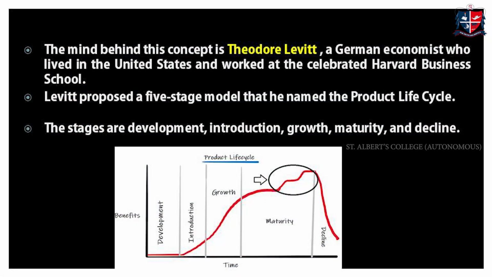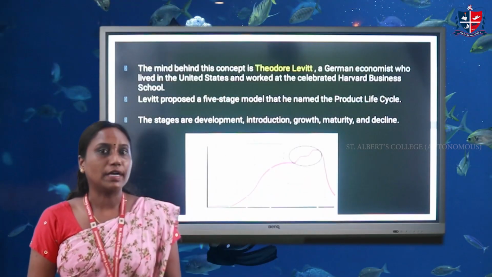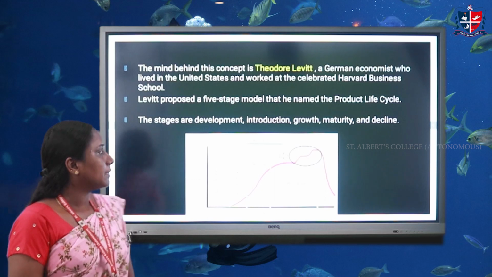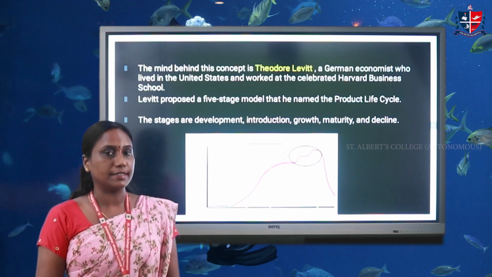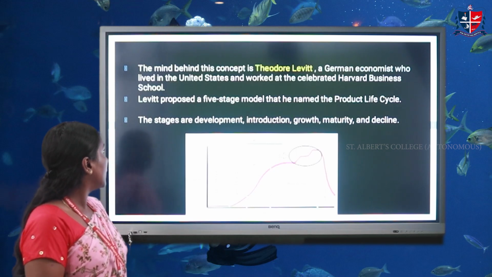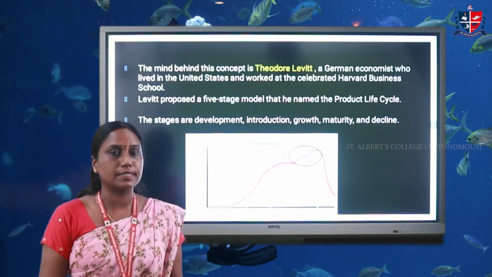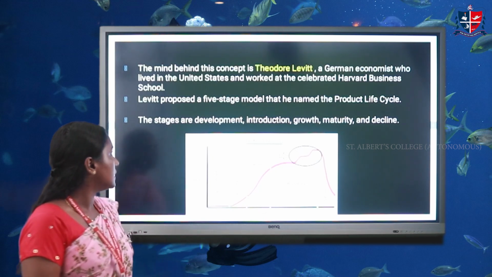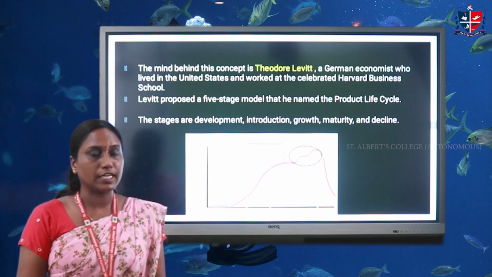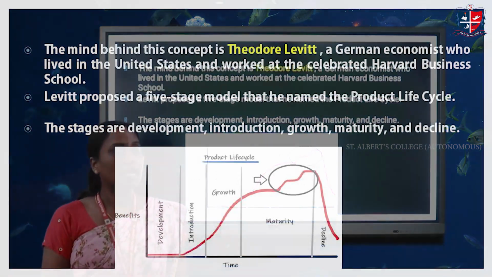The mind behind this concept is Theodore Levitt. He is an economist who worked at the famous, celebrated Harvard Business School, and he lives in the United States. Levitt proposed a five-stage model for the product life cycle. These stages are development, introduction, growth, maturity, and decline.